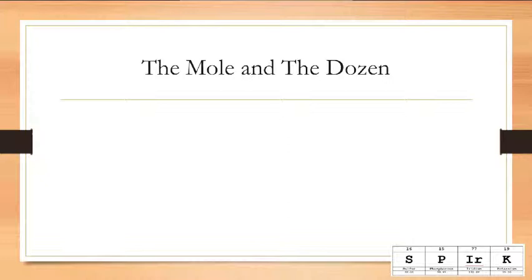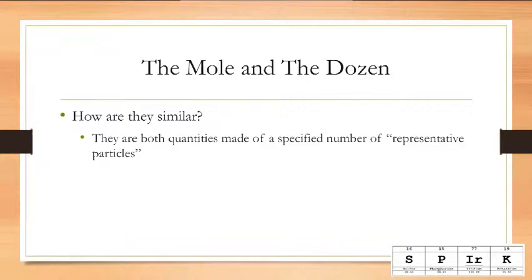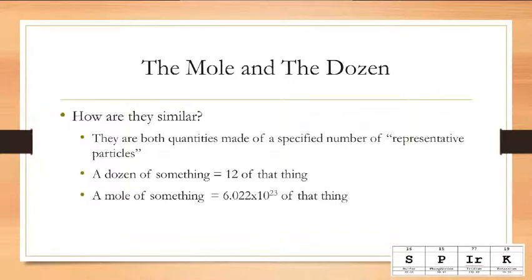So let's go back and talk about the mole and the dozen. So how are they similar? They are both quantities made of a specified number of representative particles. A dozen of something is 12 of that thing, and a mole of something is 6.022 times 10 to the 23rd of that thing.